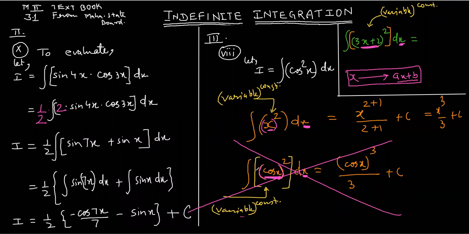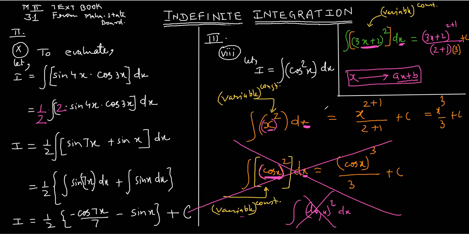So I cannot apply the result for cos x square. I cannot apply the result for log x square. But I can apply it for 3x plus 2 the whole square. It will be 3x plus 2 the whole square plus 1 upon 2 plus 1, and don't forget, the coefficient of x is 3, so into 3, plus c. This much is allowed.